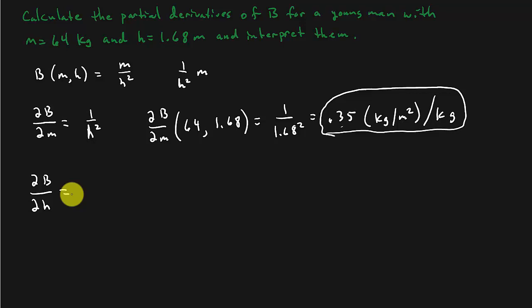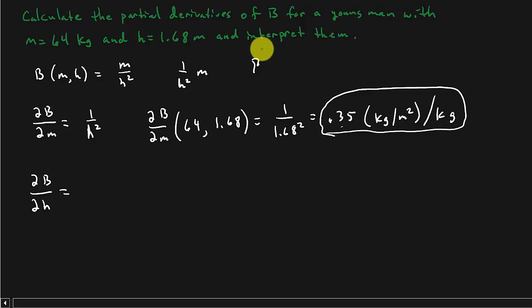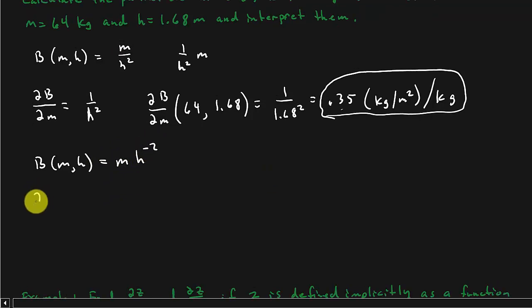So to take that derivative, let's rewrite this a little bit. Let's write B = M/H squared. I'm taking the derivative with respect to H, so M's going to be a constant. H is my variable, so I'm going to write this as M times H to the -2. I'm going to move it up so I can just use the power rule. So the partial with respect to H is equal to -2M H to the -3, which is -2M over H cubed.